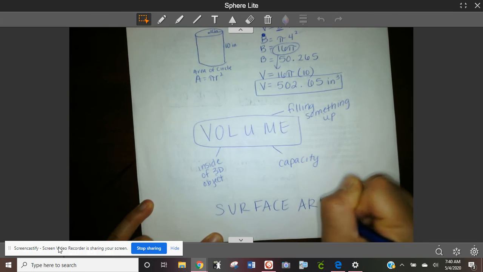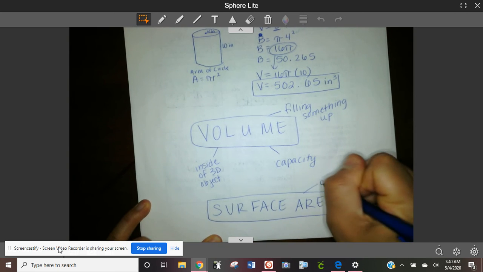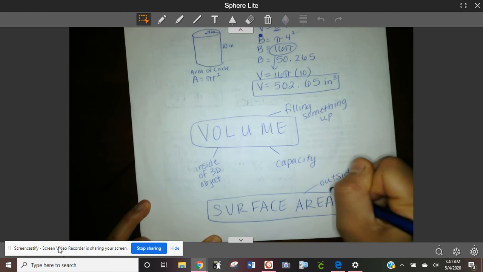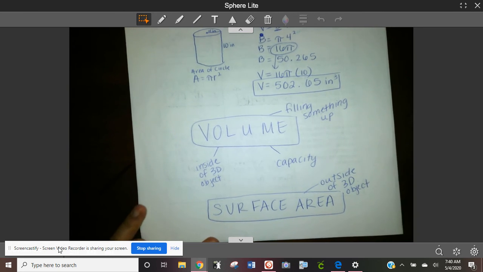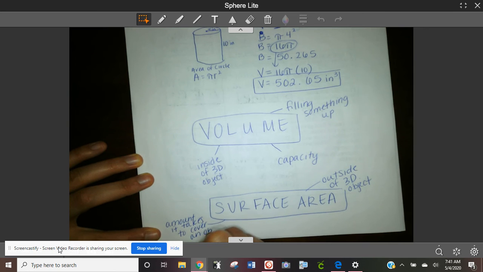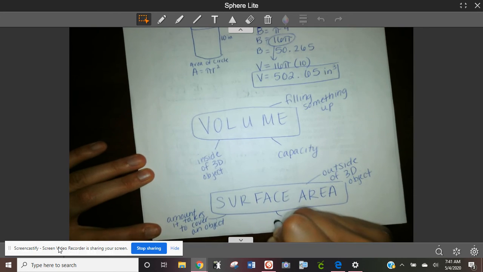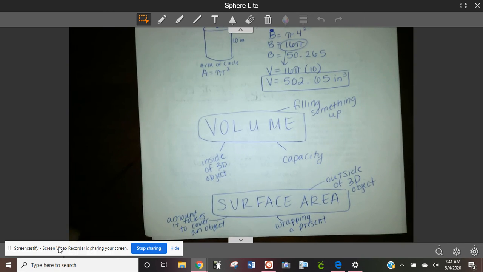if we're thinking about surface area, it's going to be the outside of a three-dimensional object. So amount it takes to, let's say, cover an object. Wrapping a present would be an example of that.